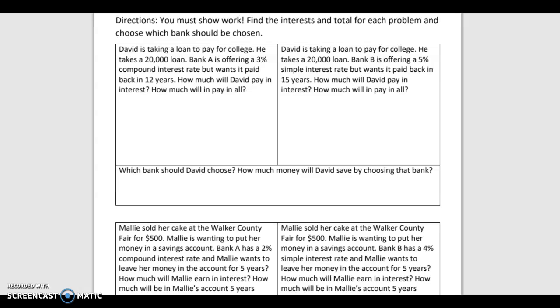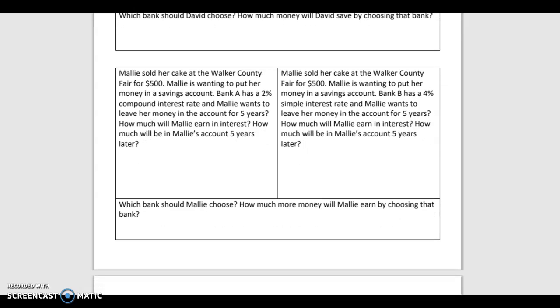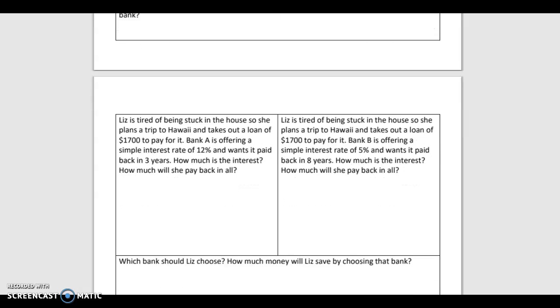So, of course, I'm going to want to pay back the least amount of money. Mally sold her cake, and she's putting her money into savings for the second one. And so when I'm talking about savings, I want the most to be in my savings account. So when I'm looking at paying back money, I want it to be the smallest amount of money. Think about it reasonably. If I am paying someone back money, I want to pay back the least amount I possibly can. But if I'm putting money in a savings account, I want the biggest amount in a savings account. So Mally here is going to choose the bank that gives her the most money. Okay, so you have to pay attention to the situation.